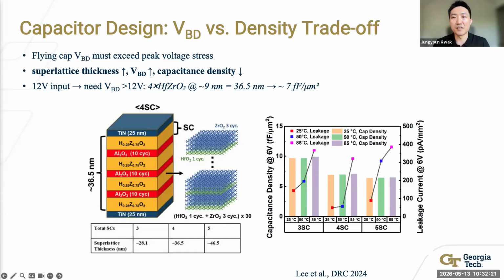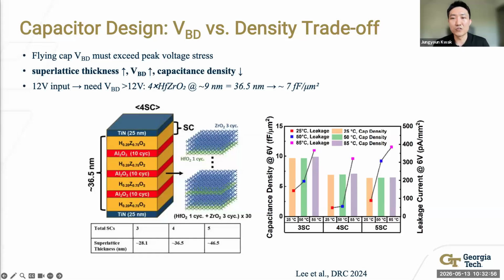The figure on the right is a bar plot. The x-axis is superlattice thickness and the y-axis is capacitance density in femtofarad per square micrometer. As thickness decreases, density goes up, but breakdown voltage comes down. The thicker superlattice in our prior switched capacitor converter gives the high breakdown voltage needed for 12 volt operation, but keeps density low at about 7 femtofarad per square micrometer.